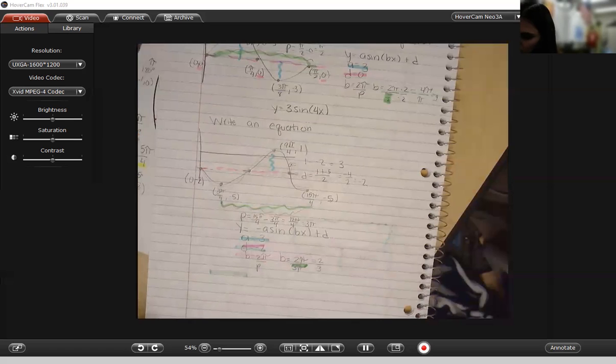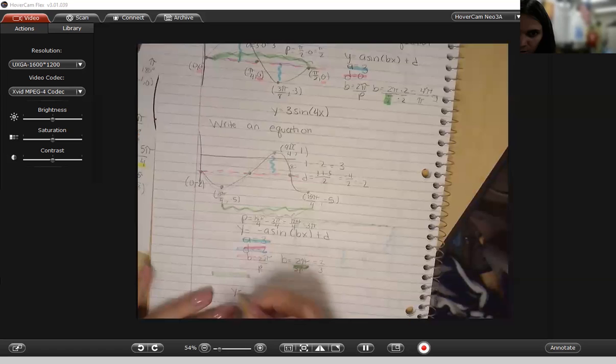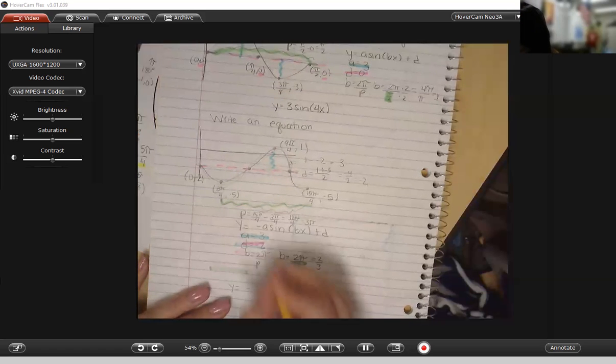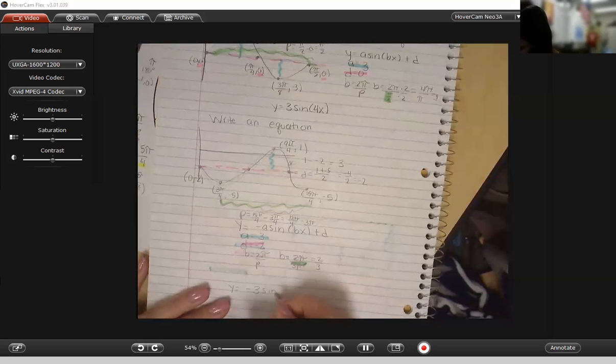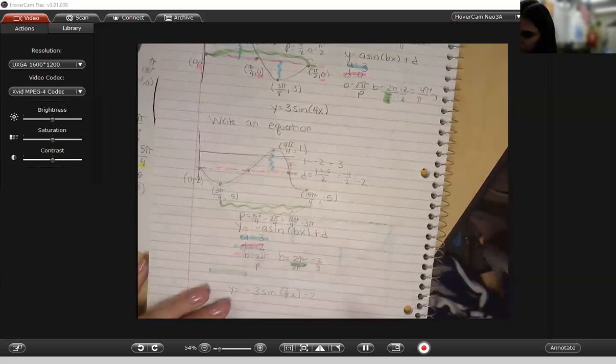Okay, so I have my A, my D, and my B. Here's my equation. I'm going to have y equals -3 sine of 2/3 x, minus 2. There you go.